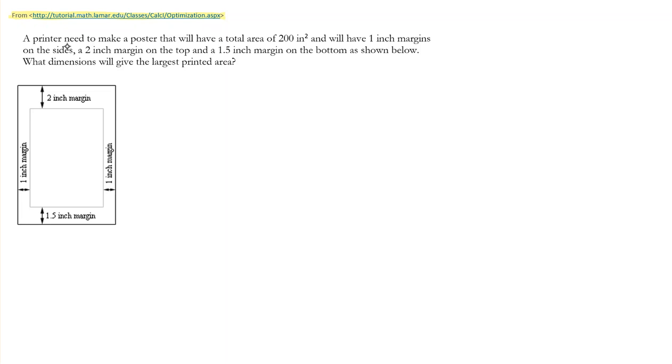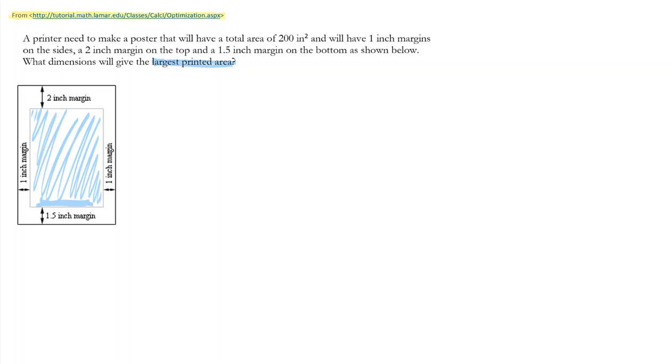This problem begins by saying we've got a printer that needs to make a poster that will have a total area of 200 inches squared, and it will have margins that are 1 inch on the sides, 2 inches at the top, and a 1.5 inch margin at the bottom. We're going to ask what dimensions would give the largest printed area. By printed area, we want to make this section as large as possible.